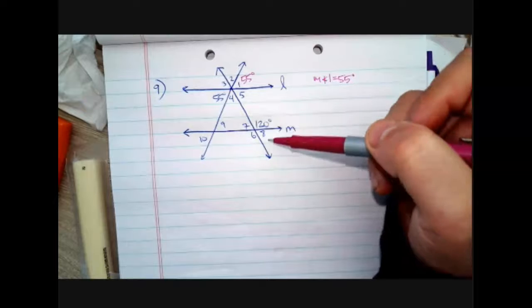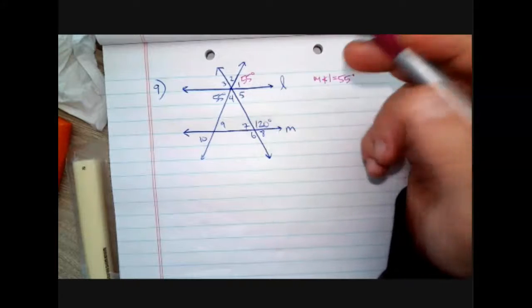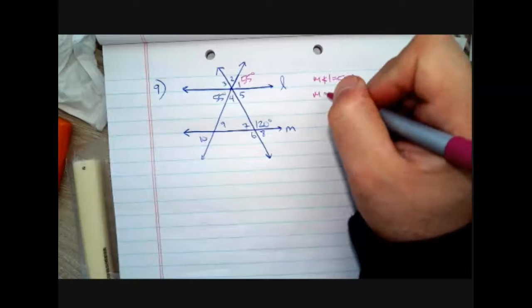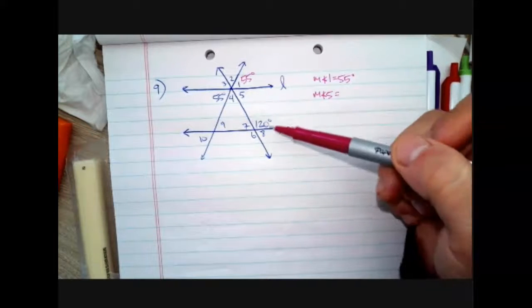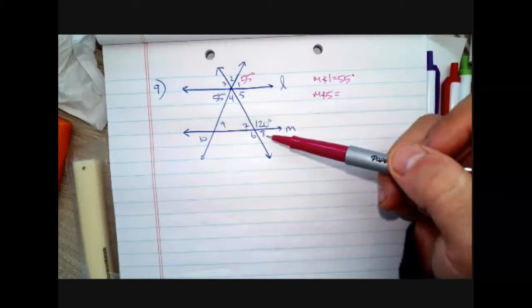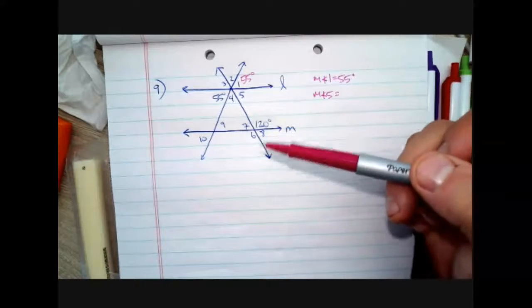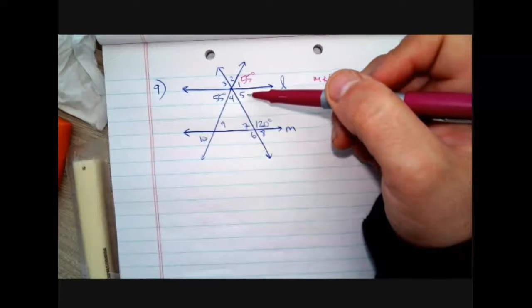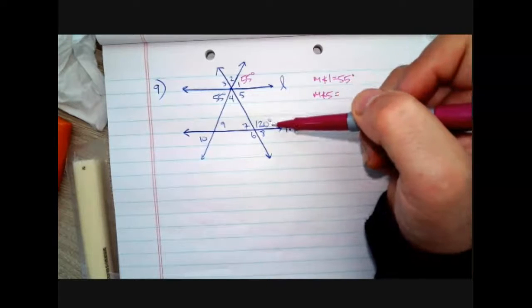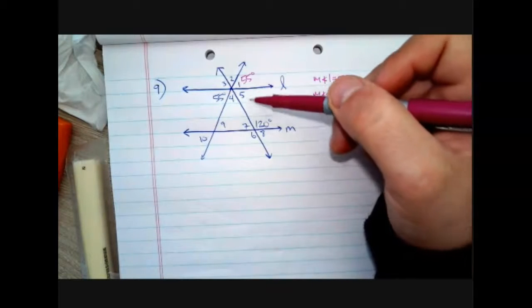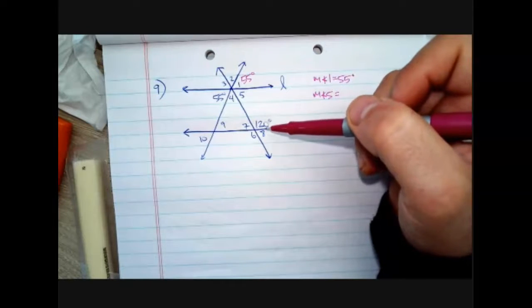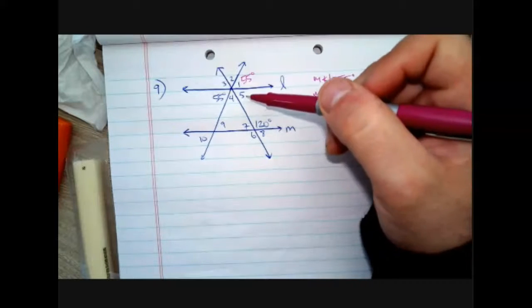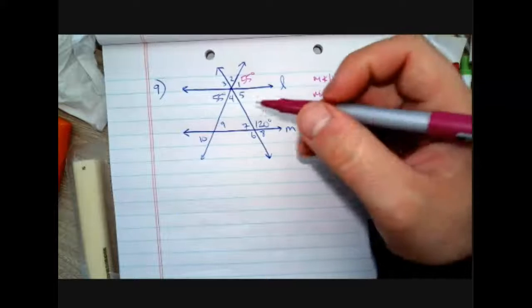Angle 5 and 8 are corresponding. I actually don't have angle 5 yet, though. I'm going to get angle 5 next. Angle 5 is same side interior with 120, okay? So I'm going to just do a little mental math here. Once I observe these are same side interior, I know that they need to add up to 180, angle 5 and 120 degrees. So mental math, 120 plus blank is 180, right?